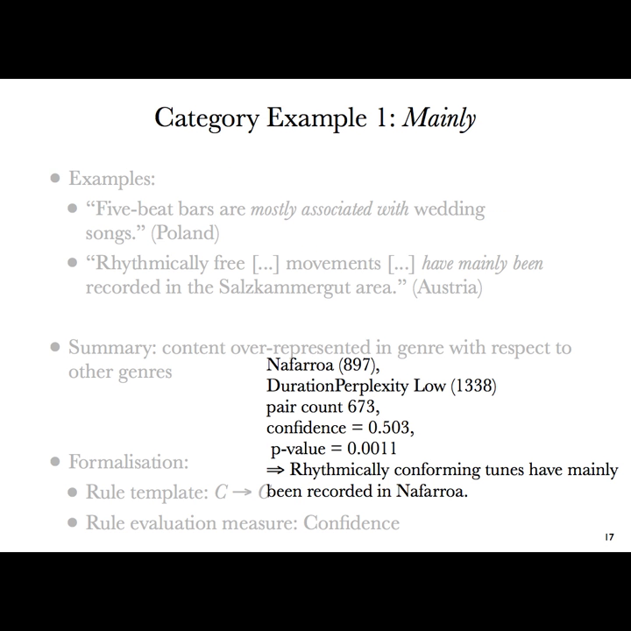So coming back to this, I've grayed out the original text and put an example on here. So coming back to mainly, we've got a pair here, which is a region name and this duration perplexity low, and then there's 673 pairs that are common to those two features. That gives us a certain level of confidence, which associates a p-value with that, which is very low. So that's presumably one of the facts we want to report back as being interesting. And then we can convert that manually into natural language. So presumably we could almost automate that. Rhythmically conforming tunes have mainly been recorded in Navarre.